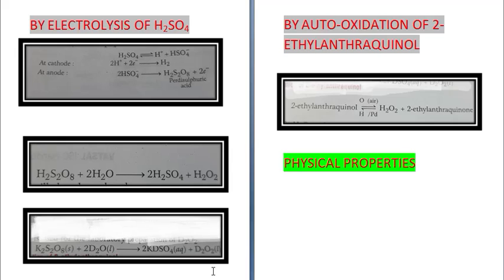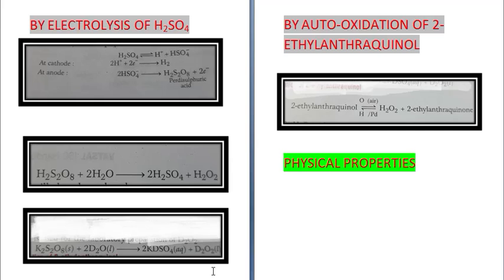Now 2-ethyl anthraquinol, when it reacts with oxygen in the presence of hydrogen and palladium, gives you H2O2 plus 2-ethyl anthraquinone. From quinol it becomes quinone. From alcohol it gets converted to ketone. In this case 1% H2O2 is formed. It is extracted with water and concentrated to 30% by mass by distillation under reduced pressure. It can be further concentrated to 85% by careful distillation under reduced pressure.